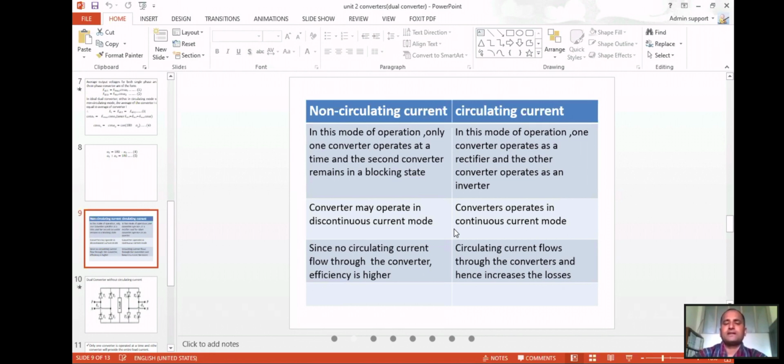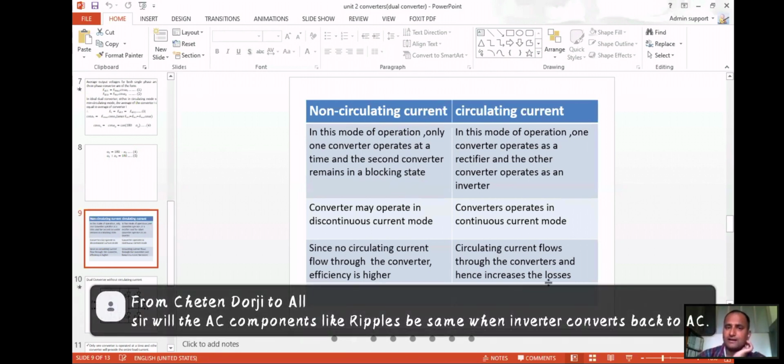The converter may operate in discontinuous current mode in the case of non-circulating, but in the case of circulating current, the converter will operate in continuous current mode. Since no circulating current flows through the converter, efficiency is higher. So in non-circulating current mode, the efficiency will be higher than in circulating mode, where the circulating current through the converters increases the losses.